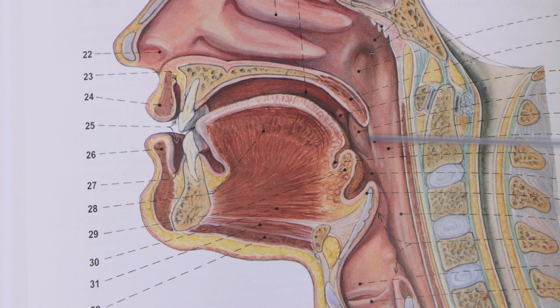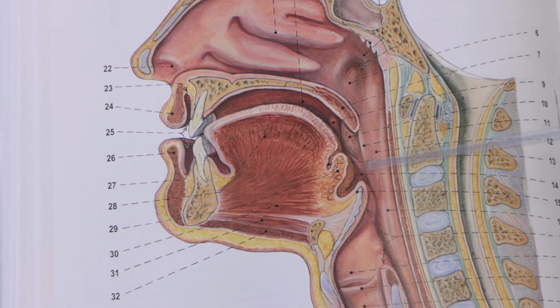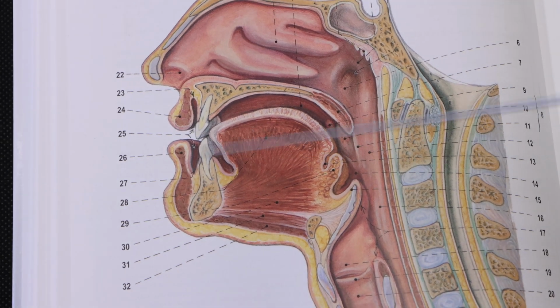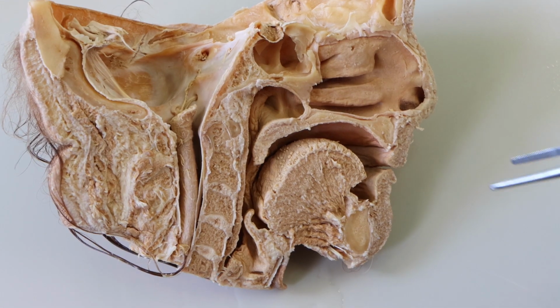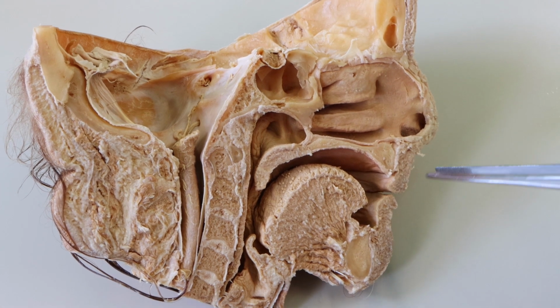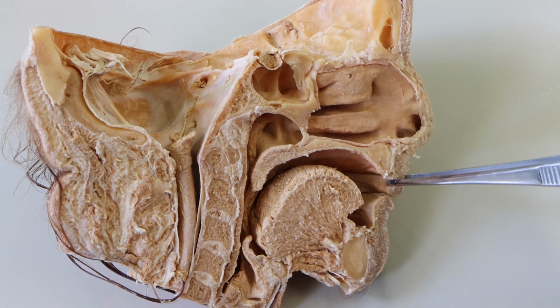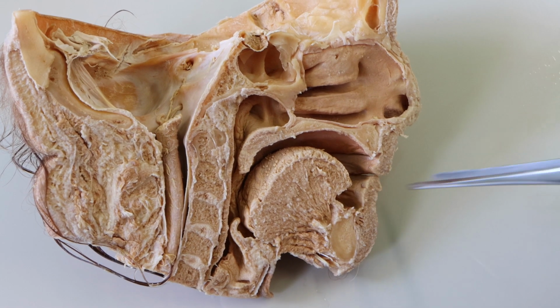So this is the general borders and general information about the oral cavity proper, and the division of the oral cavity into the oral vestibule and oral cavity proper. Here you have the sagittal section through the oral cavity and also the nasal cavity.